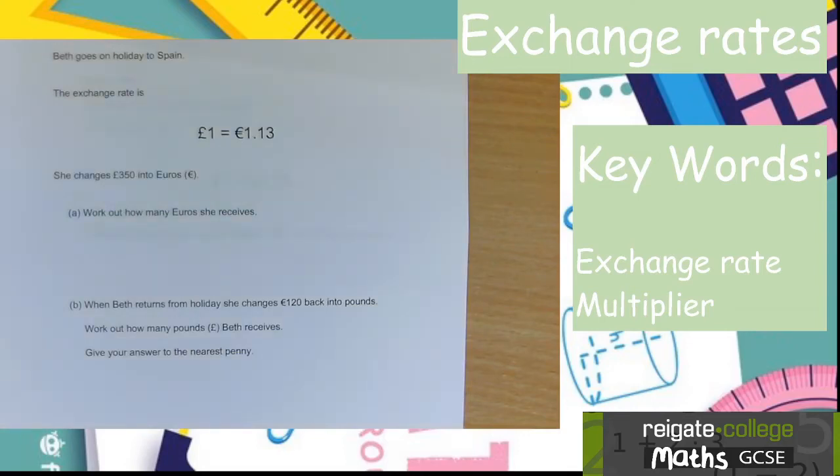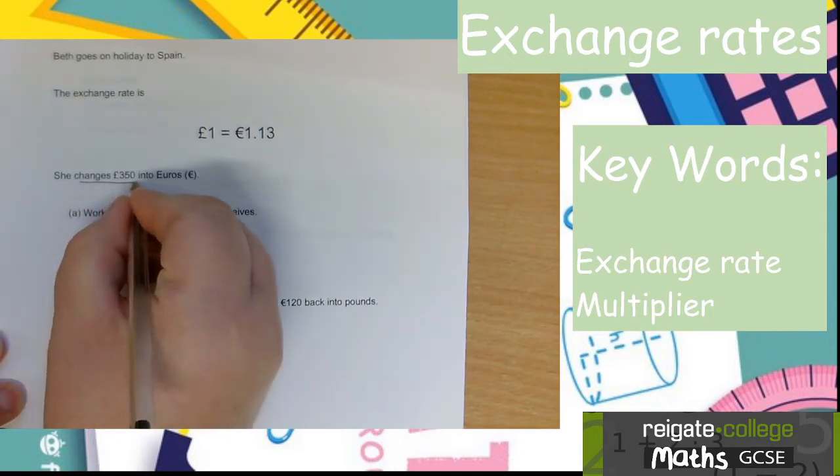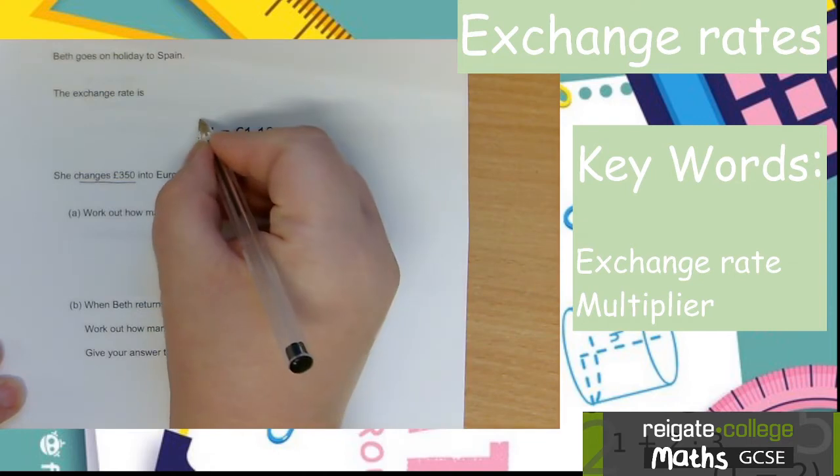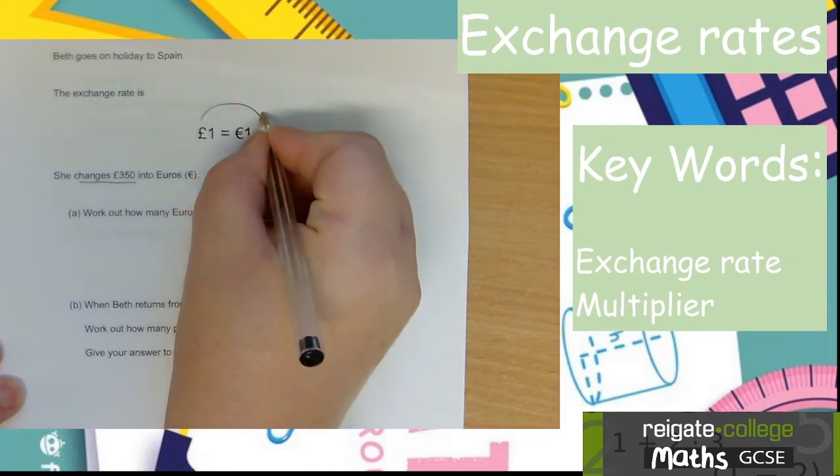Using this straightforward exam question, I'm going to demonstrate how you use an exchange rate to convert from pound sterling into the currency of euros. You can see here I have an exchange rate given that £1 is equal to 1.13 euros. So if I want to change £350 into euros, I am going to use the exchange rate.